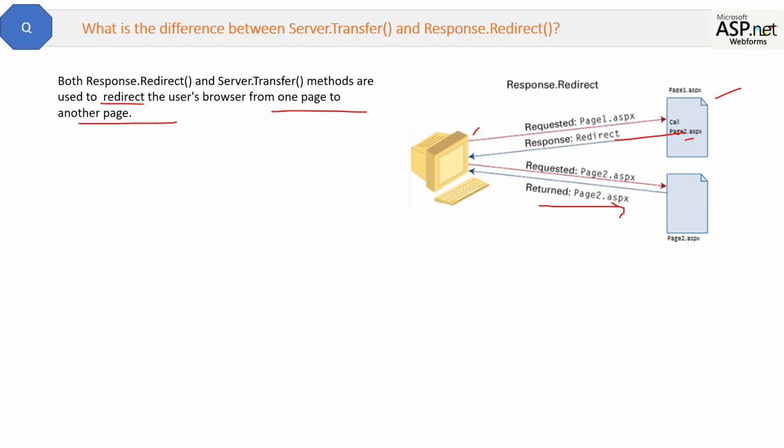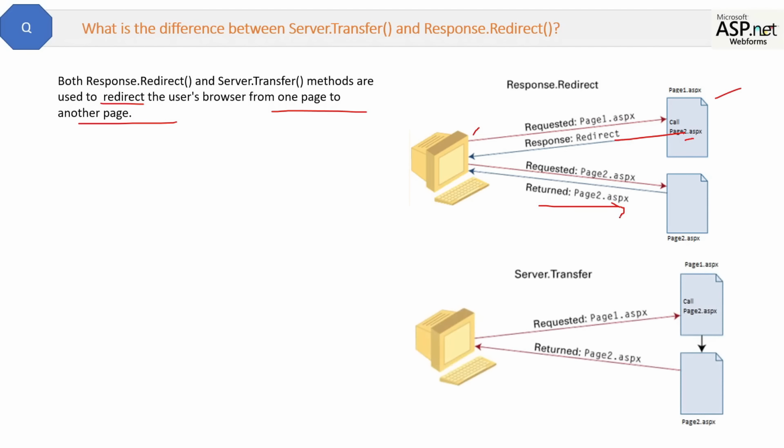So that is Response.Redirect. In the case of Server.Transfer, from page 1, the request will be from client to server, and then from page 1 if you call page 2, it will not go back to the client, it will directly go to page 2 from there. And that's why it is very fast, because there is no round trip required here. So you can understand the difference between these two.